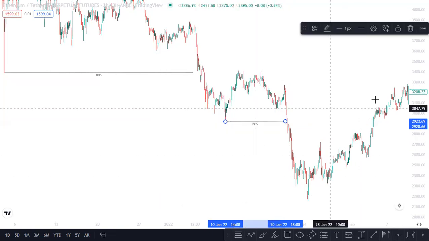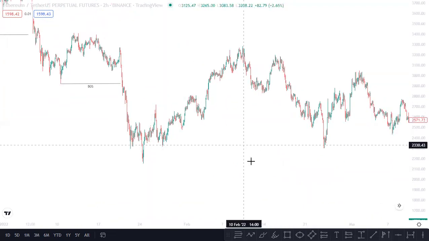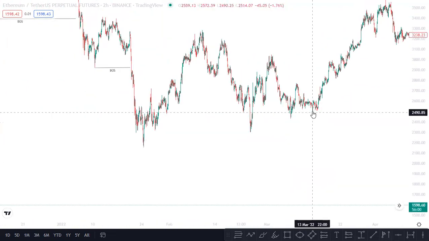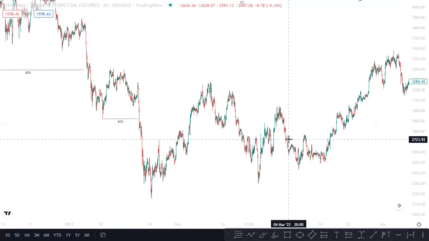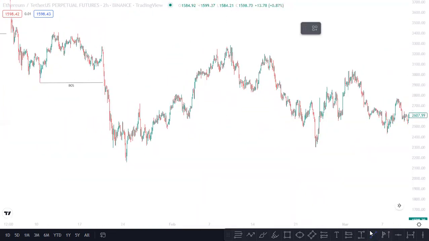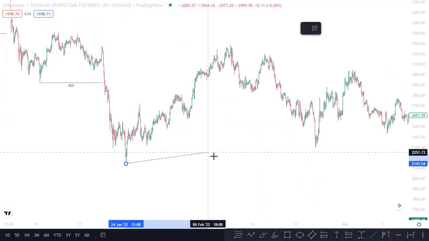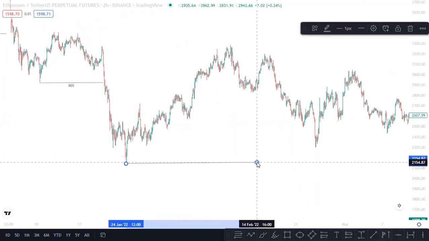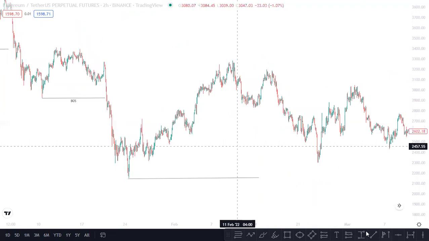As we keep breaking lows, price keeps dropping. So in this case now, we weren't able to break this low at this point. So what happened? We started breaking highs.